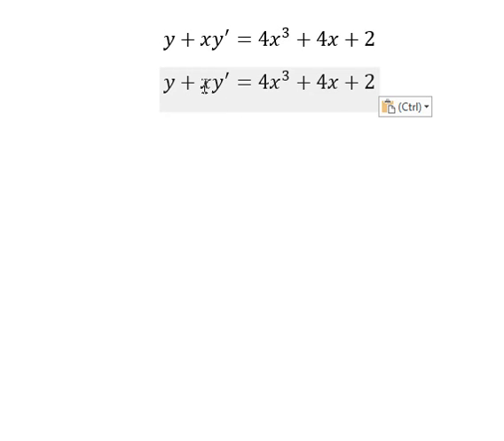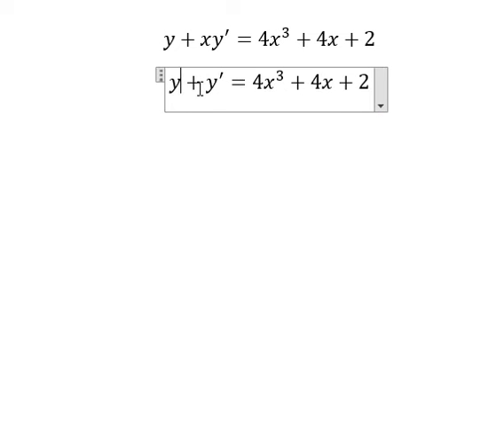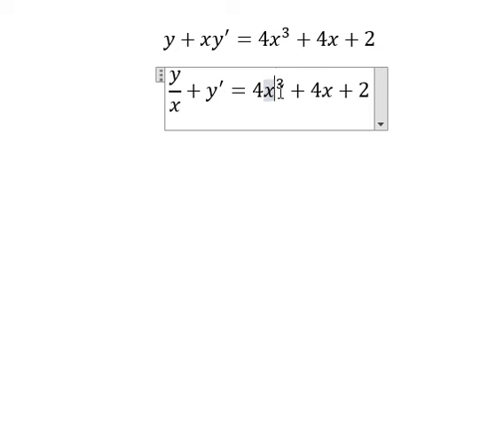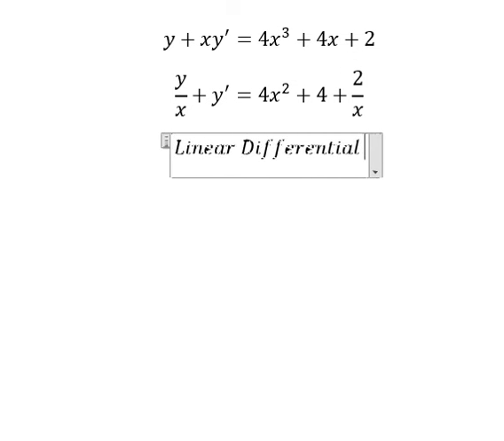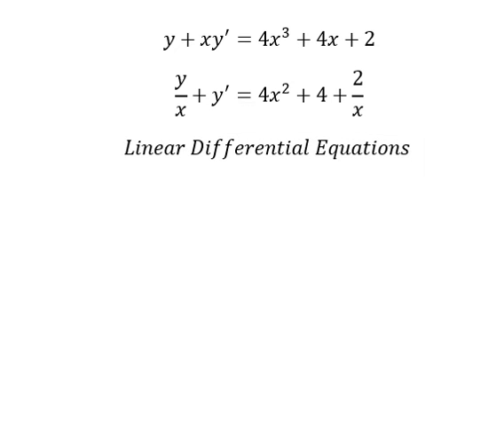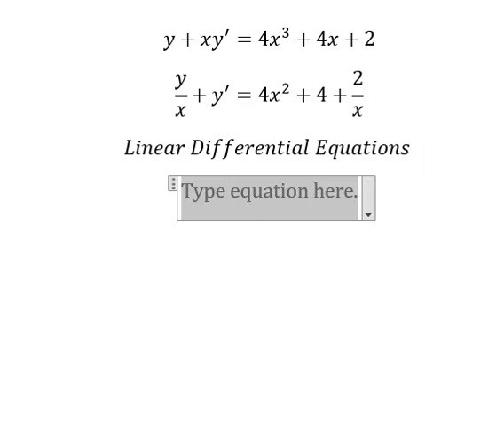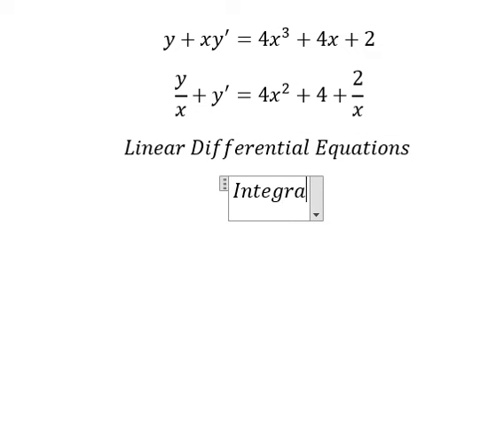We divide both sides by x. Next we have y and the first derivative of y. This is about linear differential equations, so we can use an integrating factor.